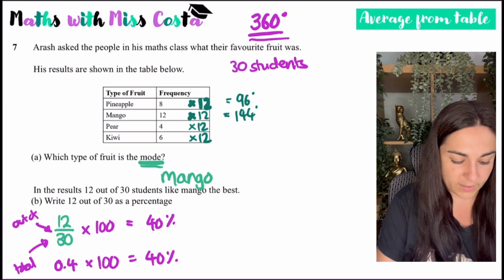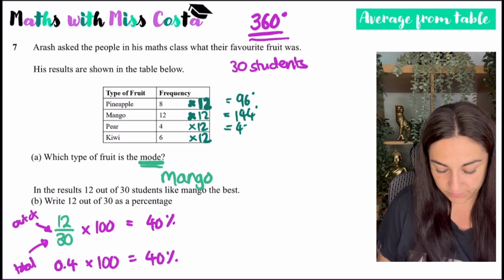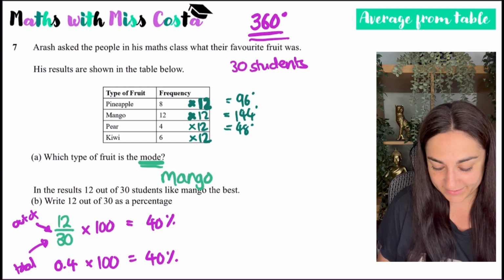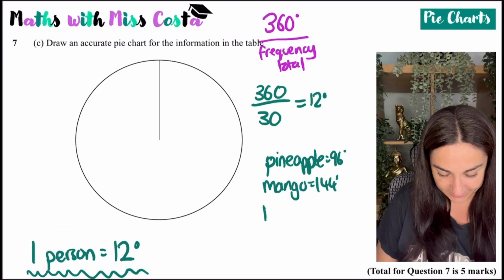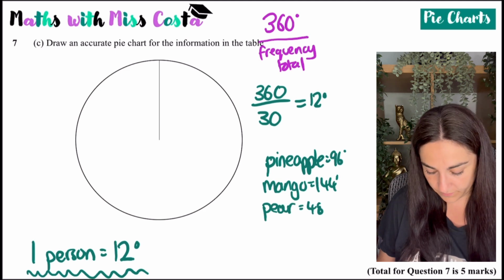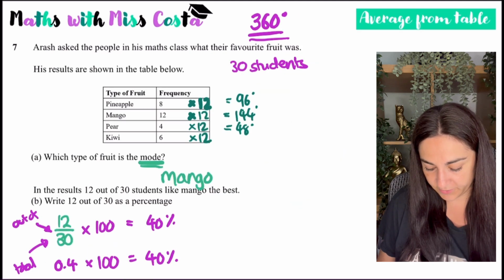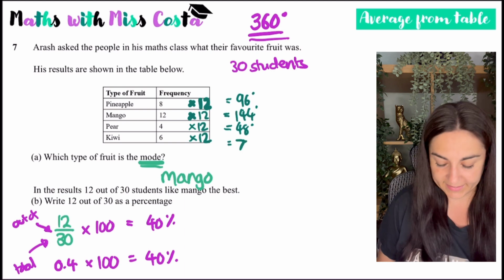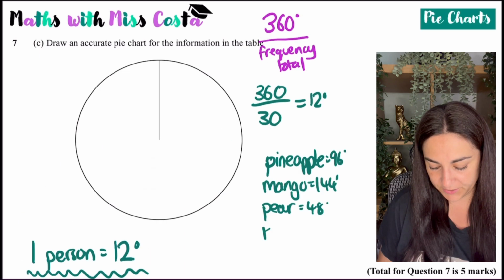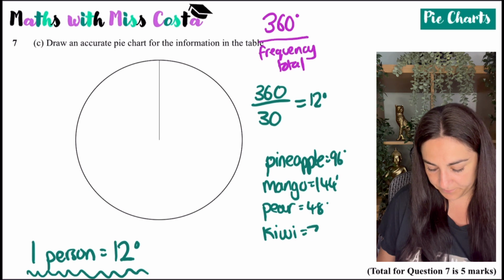Then I do 4 times 12, which is 48. That's why it's great to use a calculator in case you make a little mistake. So pear is 48 degrees. And then you've got kiwi, which is 6 times 12. So 6 times 12 is 72 degrees. So kiwi is 72 degrees.